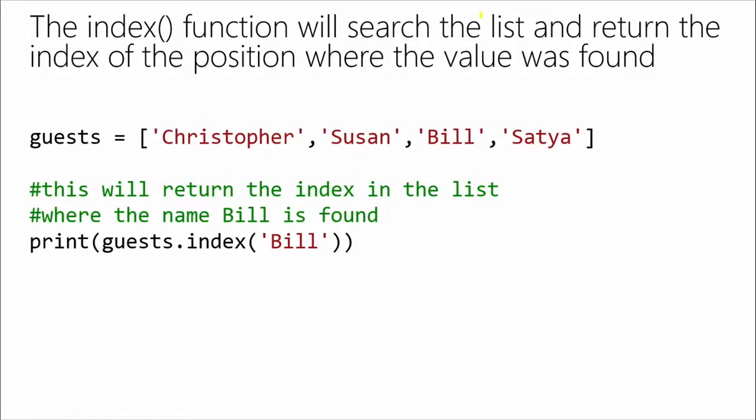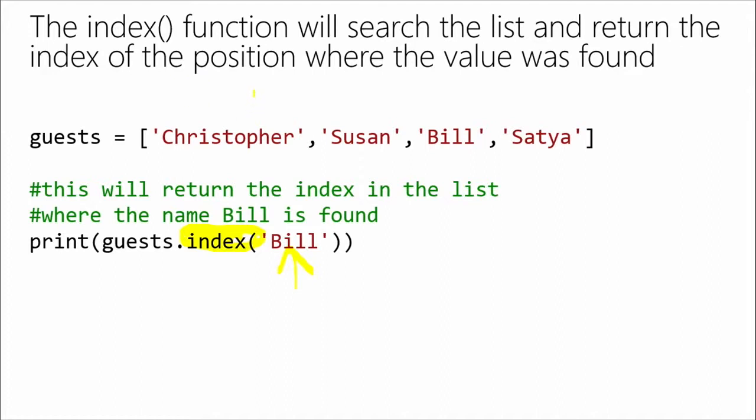So if you take a look at the slide here, there is also an index function you can use. And if you call the index function, it is actually a function of your list. You pass it the value you want to search for, and it will return you the first one it locates. So if you had 2 Bills in this case, it would tell you the location of the first one it locates. And it'll return the index.